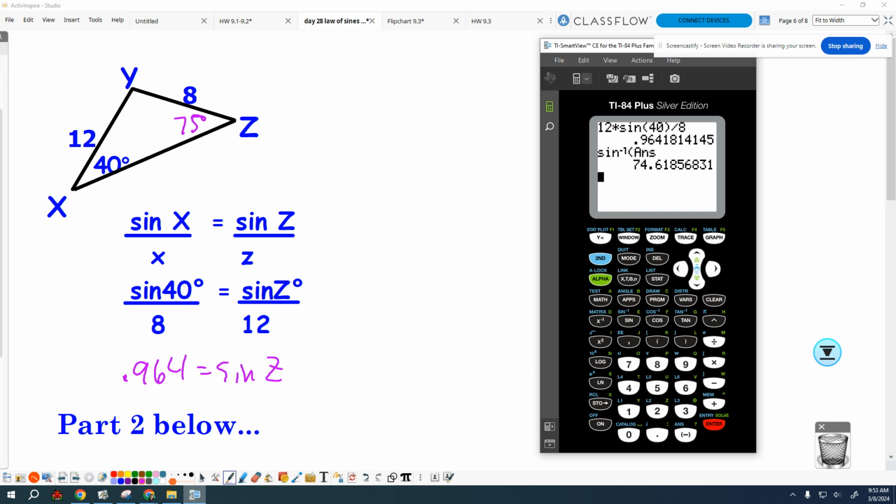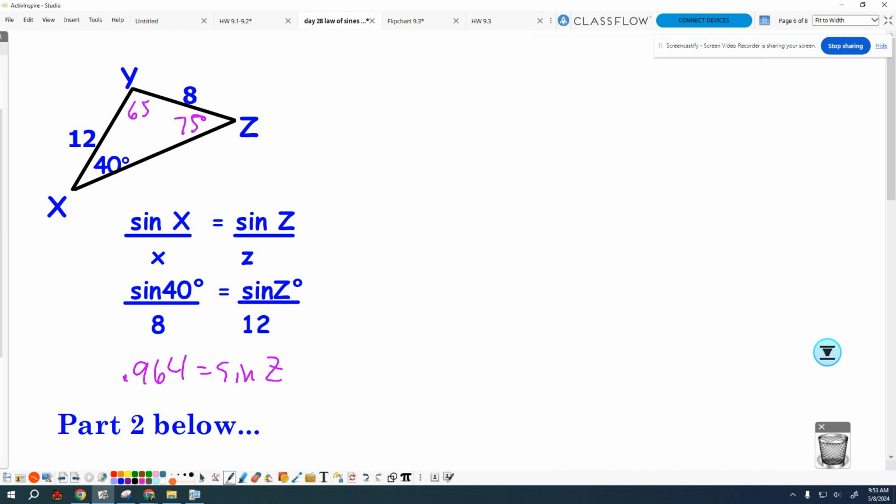Mara, how do I get that third angle Y? I need some help. The same thing. It's 180 minus 40 minus 75. William, what do you need help with? I'm stuck because I know how to do the other ones where it's an angle and then this thing. How do I isolate the Z? Okay, well, multiply both sides by 12, and that's where I got that 0.964. Okay, wait. That's cool.